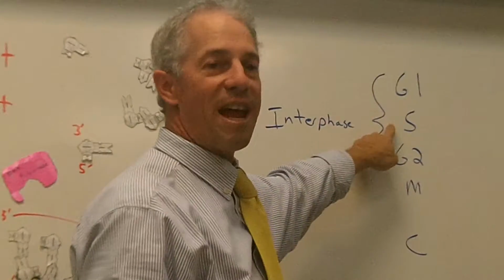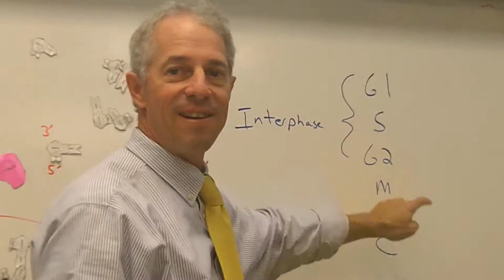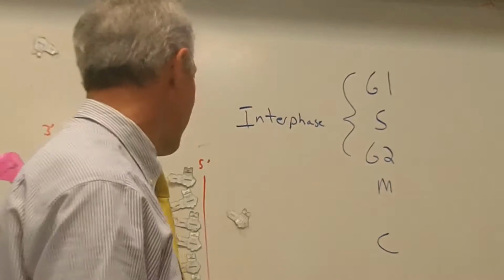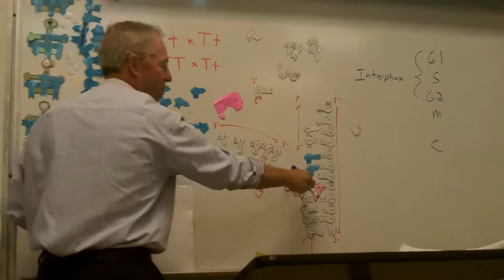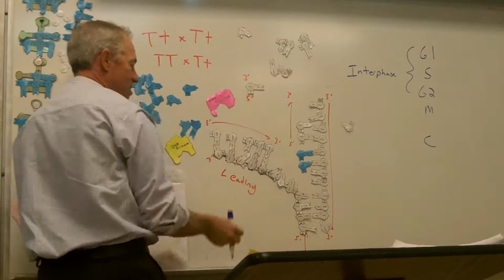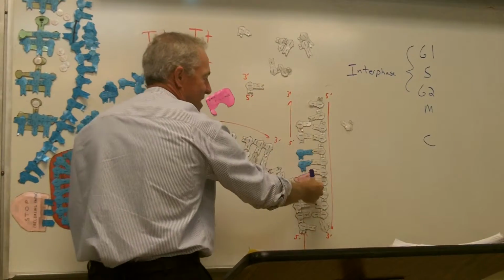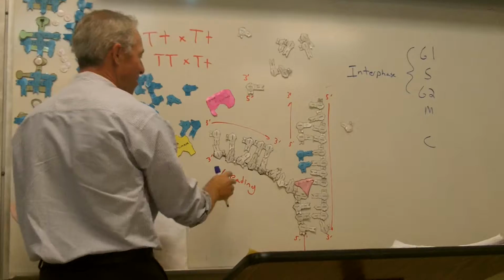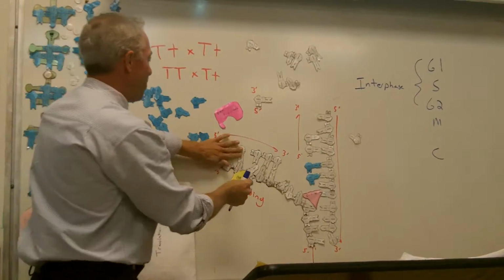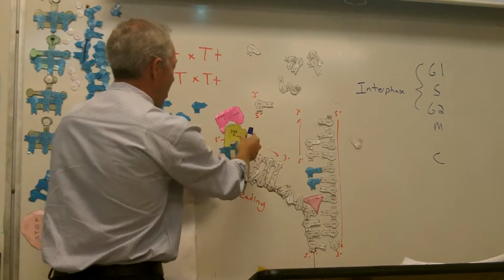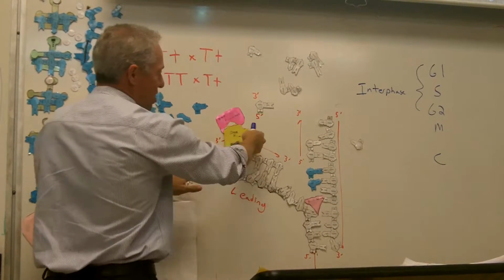What happens in S phase? Copies its DNA. And we went over that whole process, how it copies its DNA. That's that picture here. Remember, DNA helicase comes in and unwinds the DNA. Y'all remember that? And then DNA primase comes in and puts RNA primers onto the DNA chain.